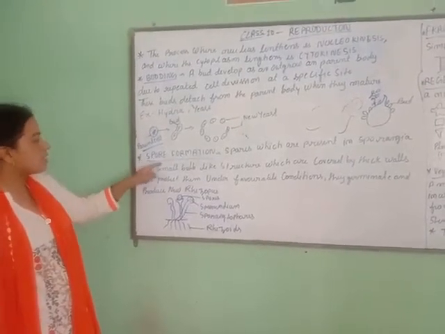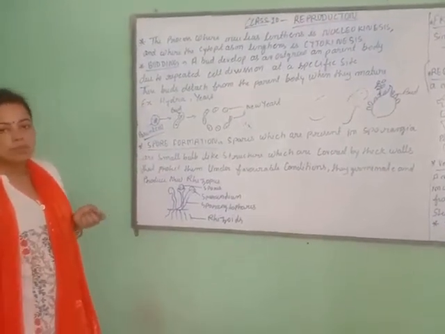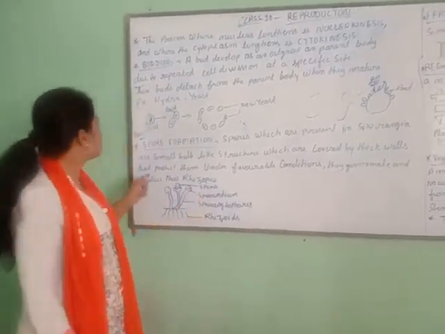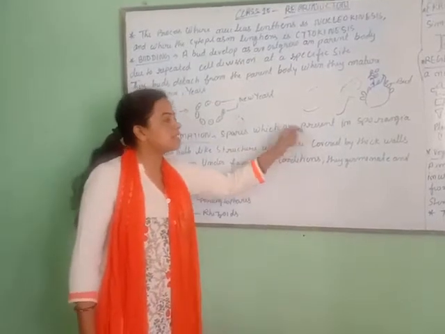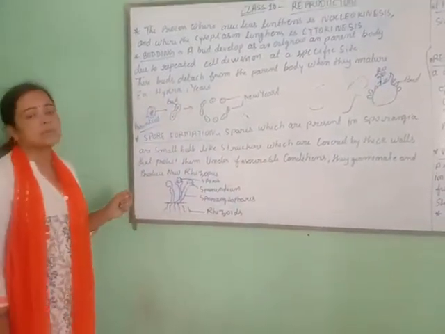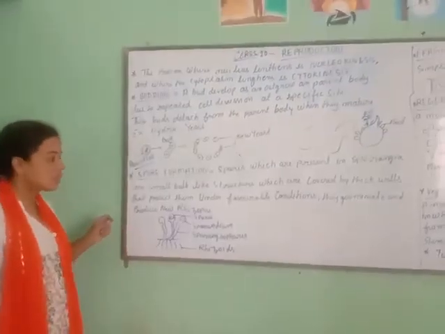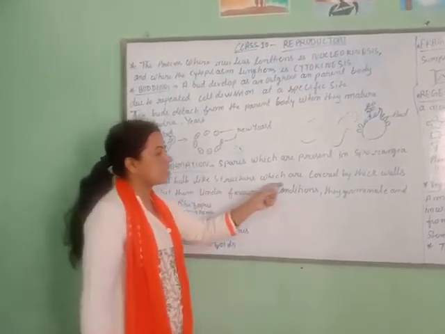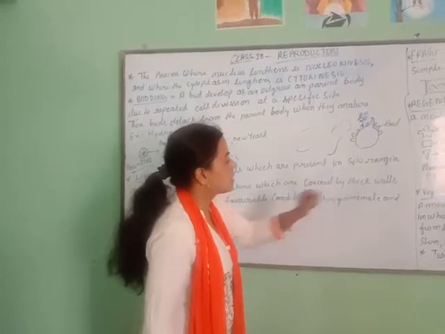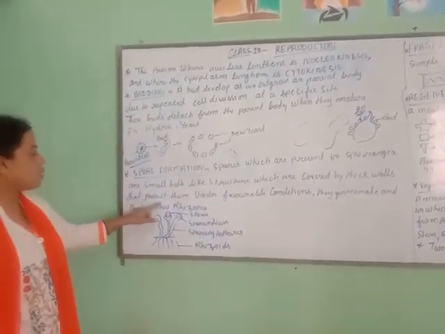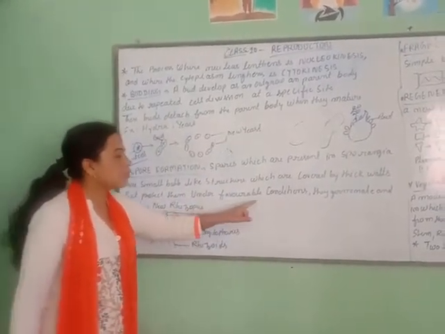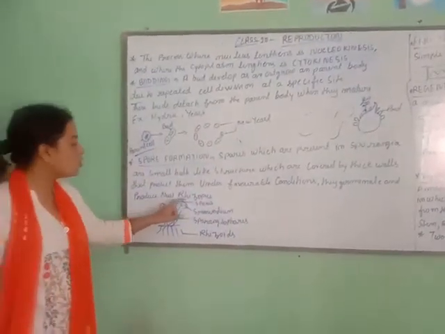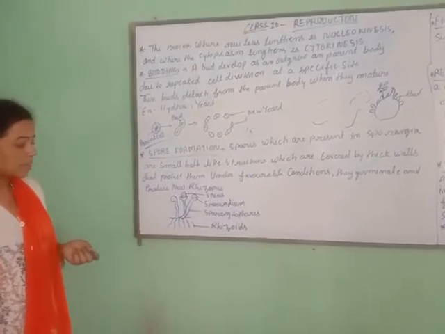The second one is spore formation. Spore formation is also part of reproduction. Let's see what is happening. Spores are present in sporangia. Sporangia are small bud-like, thick structures covered by thick walls that protect them. Under favorable conditions, they germinate and produce new Rhizopus.